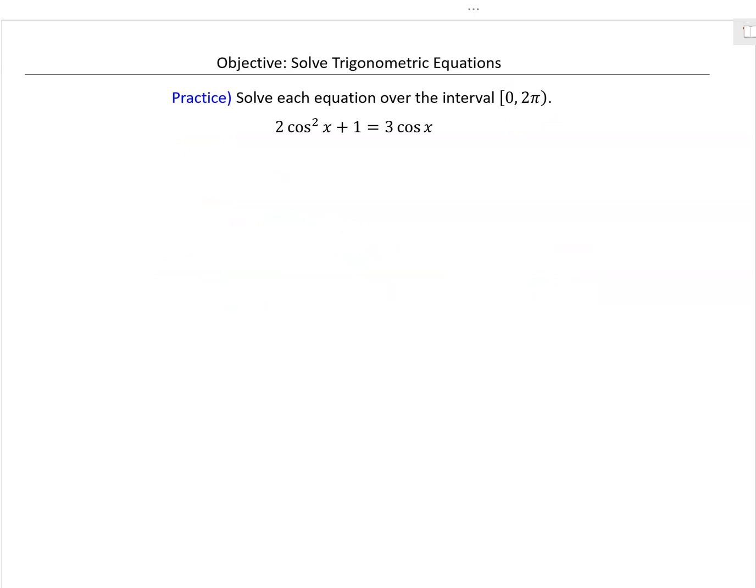Here's another practice problem. Give this one a try.